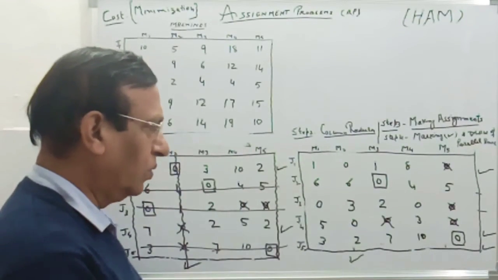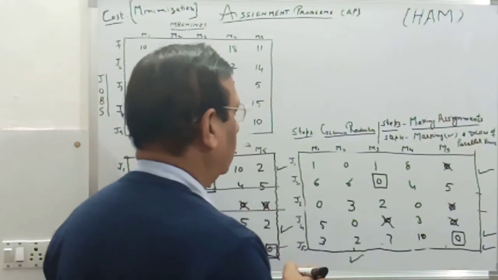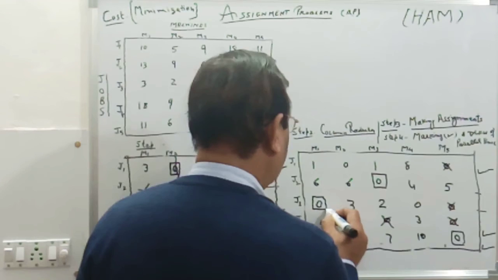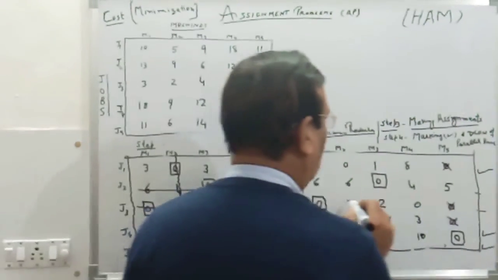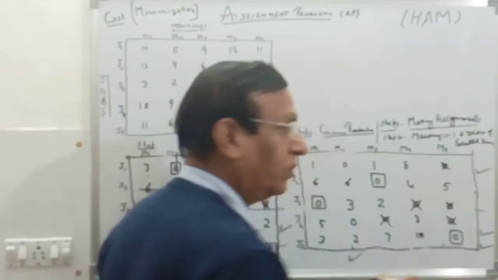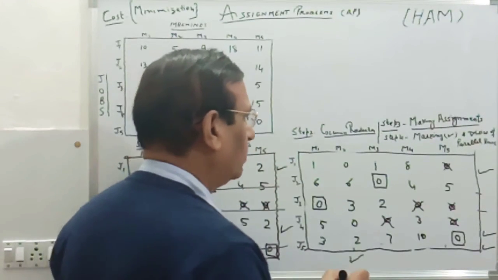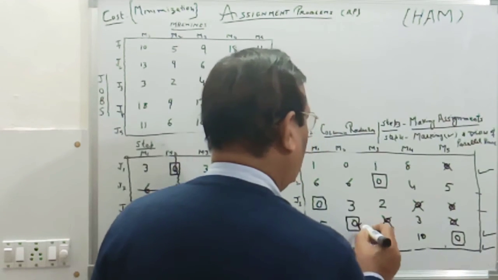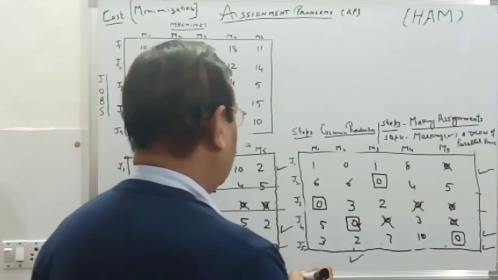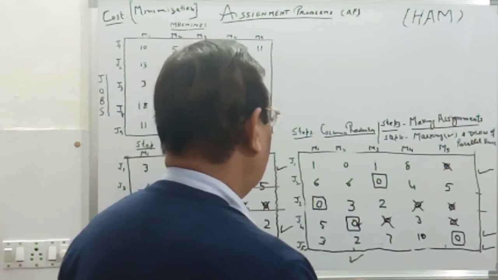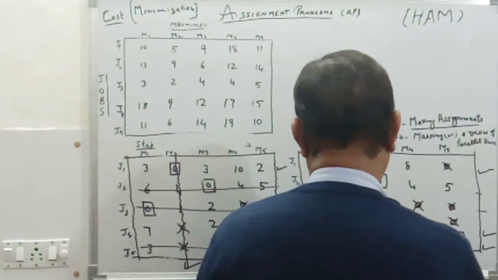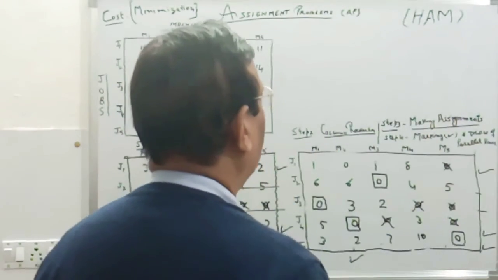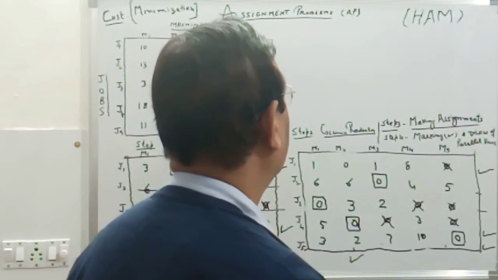Now after rows, come to the columns. Find the column in which there is a single 0. This is the first column. 1 0 is there. Mark that 0 as assignment and cross all of the zeros lying in that row. Now in the fourth row, 1 0 is there and cross all other zeros, already crossed. Then the second column, then the third column assignment is there. Fourth column, no assignment. Fifth column, assignment is there.